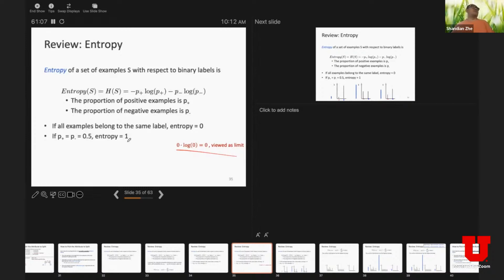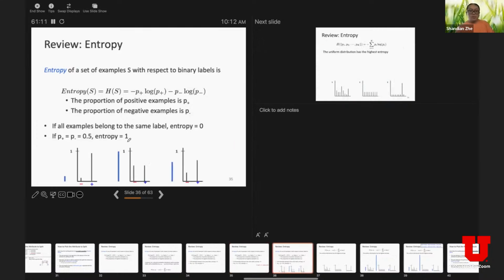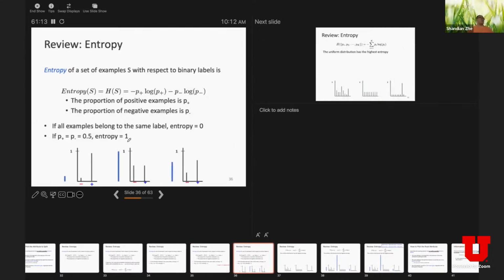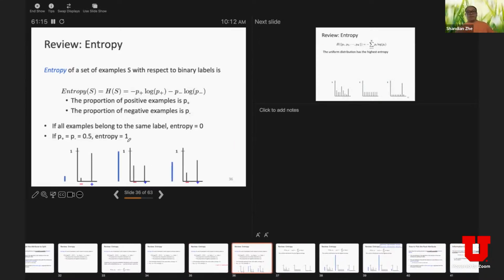Does it make sense? Right. So here's an example showing, for different P positive and P negative, what the entropy is. The x-axis shows P positive and P negative, and the blue bar shows the entropy. You can see that when P positive and P negative are equal, your entropy becomes the max.